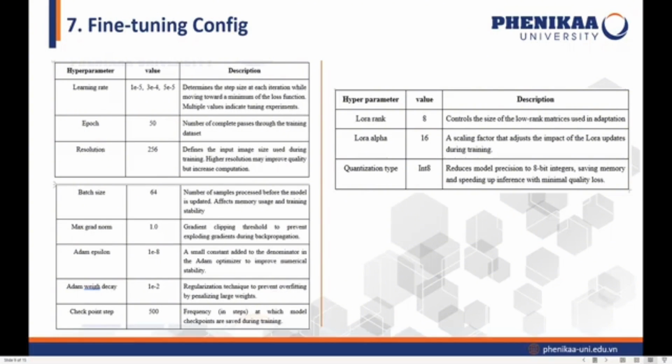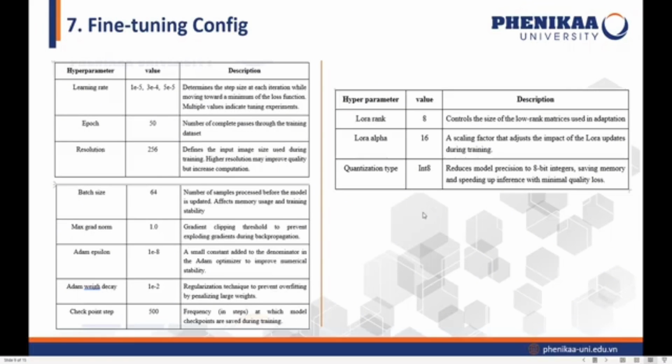At the same time, we set up the fine-tuning configuration with learning rates from 1e-5 to 5e-5. The learning rate determines the step size after each iteration while moving toward the minimum. We also set up the image resolution at 256, which can improve the quality but also increases the computation.